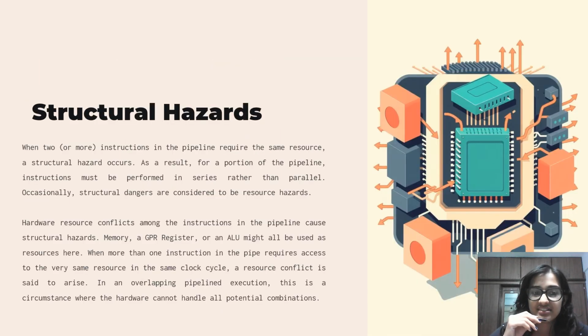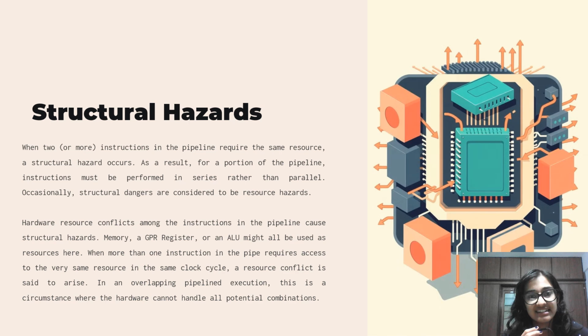The last hazard we're going to look at today is a structural hazard. So when two or more instructions in the pipeline require the same resource at the same time or the same clock cycle, a structural hazard occurs. What happens here is, say process 1 and process 2 both require the same register or the same memory location, or they even need to perform the same arithmetic operation. The hardware can't support both of these processes functioning at the same time. So what we do here is that instead of making these processes run parallelly, as we've been doing, we have to make them run in a series.